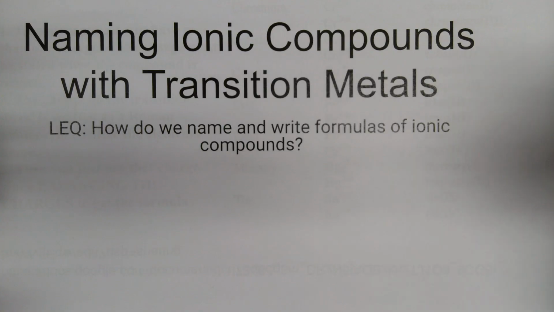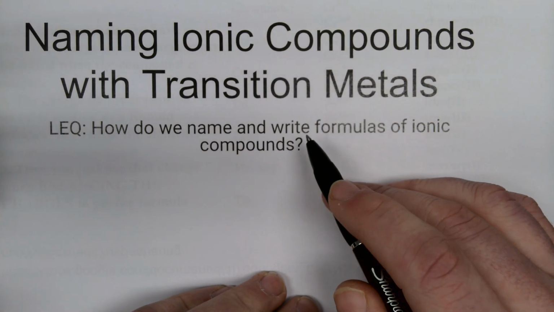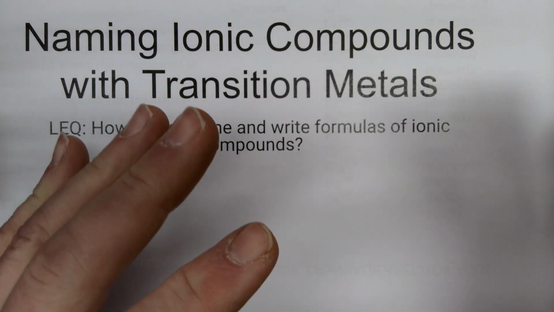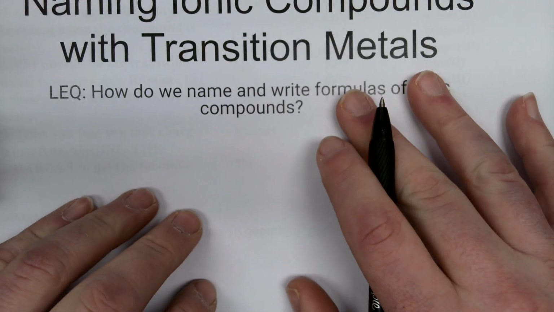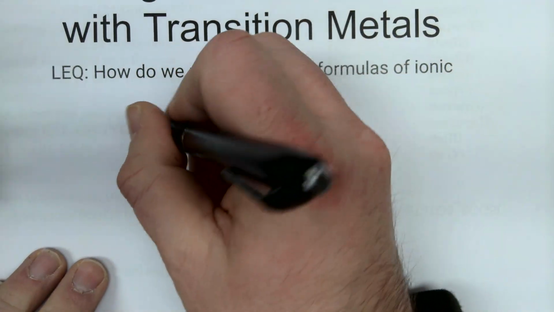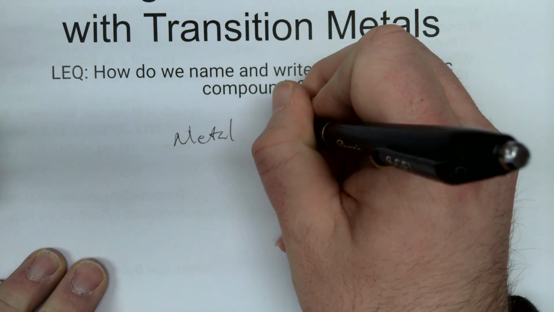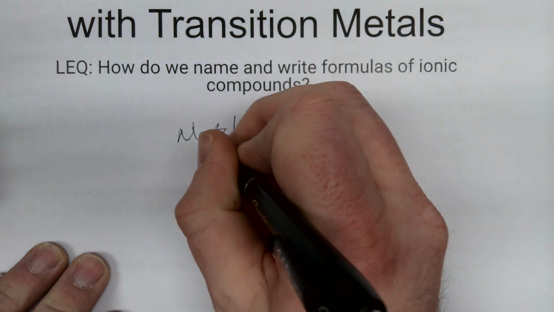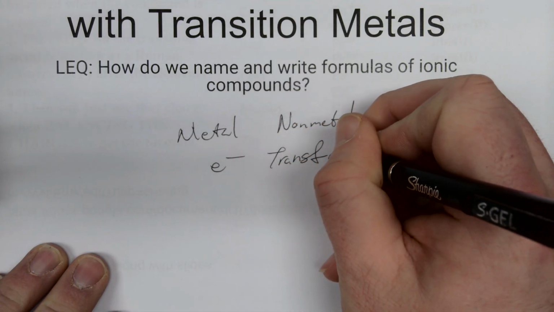So this set of notes is going to end our first LAQ. How do we name and write formulas of ionic compounds? Now, we should have some familiarity with ionic compounds. We already know from the last unit that a metal and a non-metal are bound to each other. We know that the electrons are transferred, so no one's sharing anything.